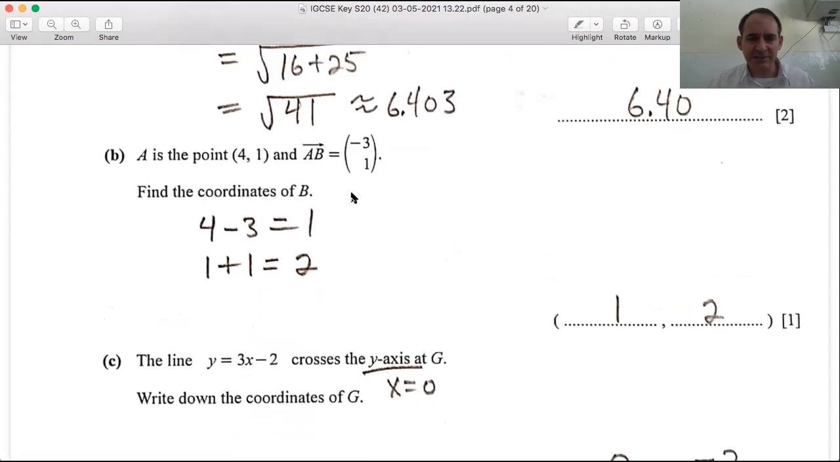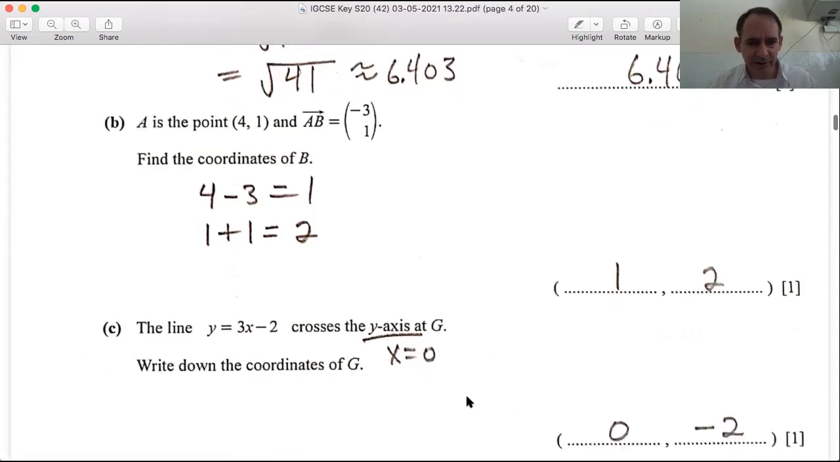Letter B, A is the point (4, 1), and vector AB follows the column vector (-3, 1). This is the directions on how to get from A to B. So now we need to find the coordinates of B. We start with A, which is 4 for the x coordinate, and we're going to go back 3, so that leaves us at 1. Then we start at 1 for the y part, and we go up 1, and so we end up at 2 for the y value.